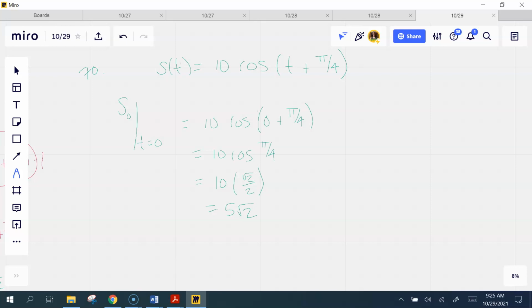-5 square root 2. I thought we were still on that. That's where it starts. Okay, here's the origin. This is where I begin. And then which way does it move? It starts to the right. It says that t is greater than 0, because that's time.